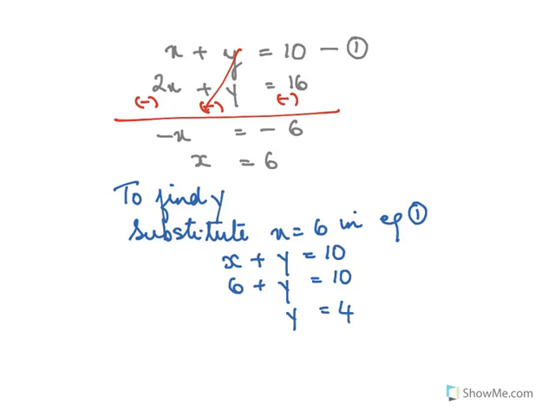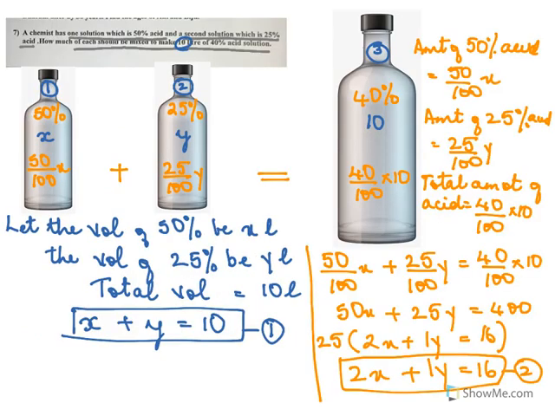So we have taken x and y as a number of liters. So the 50% we had taken as x will be 6 liters, and the 25% we have taken as y will be 4 liters. So when we go back to this sum, we have to take 6 liters of this 50%, 4 liters of 25% to give us 10 liters of 40%.